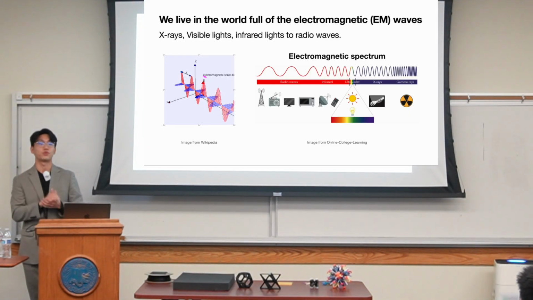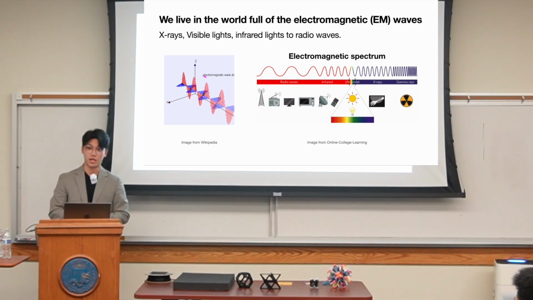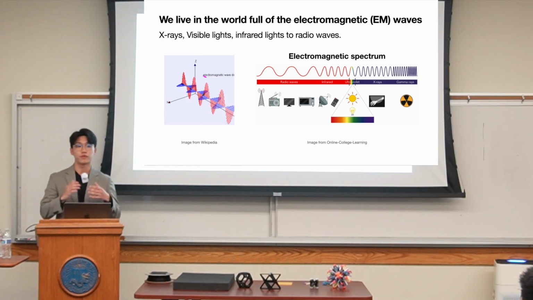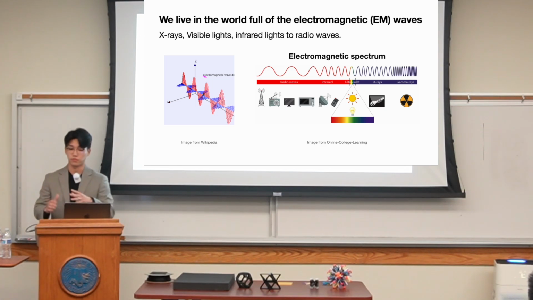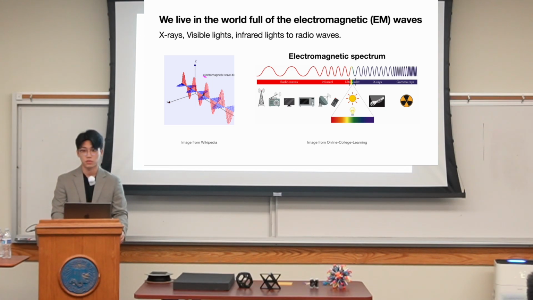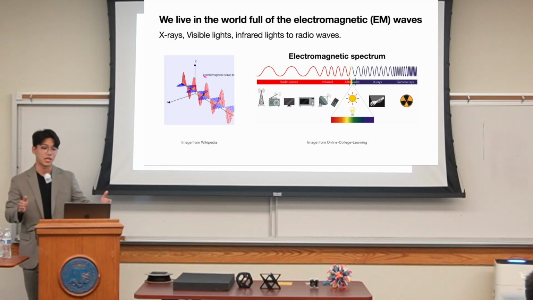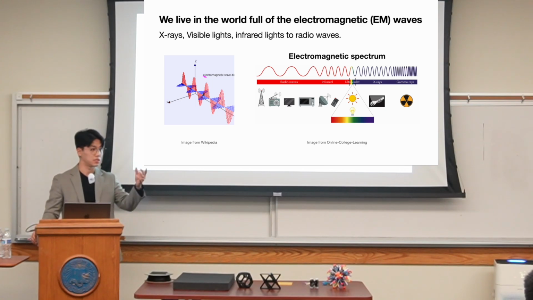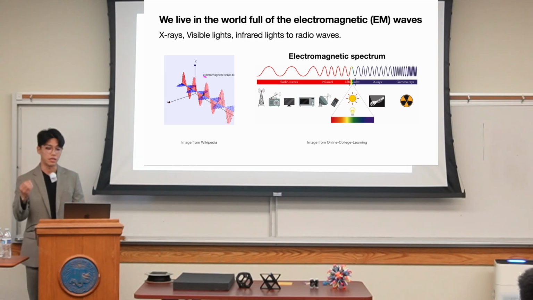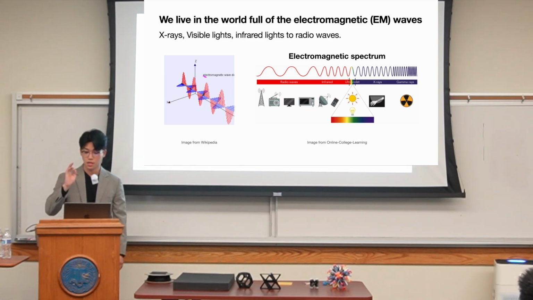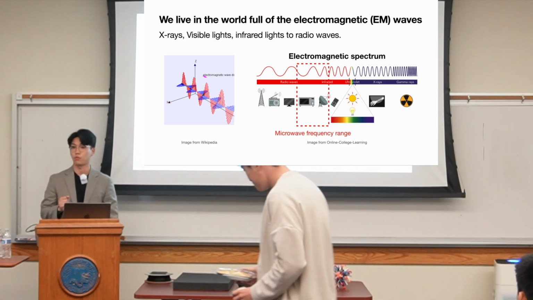And even in this room, we are filled with electromagnetic waves. Depending on the frequency and the wavelength, we can actually change the rays from gamma rays or X-rays that are used in the medical field. And if you increase the wavelength, then it becomes visible light that we see with our bare eyes. And if we elongate this wavelength, then it becomes infrared to radio wave. And what we're going to focus on today is this microwave range.